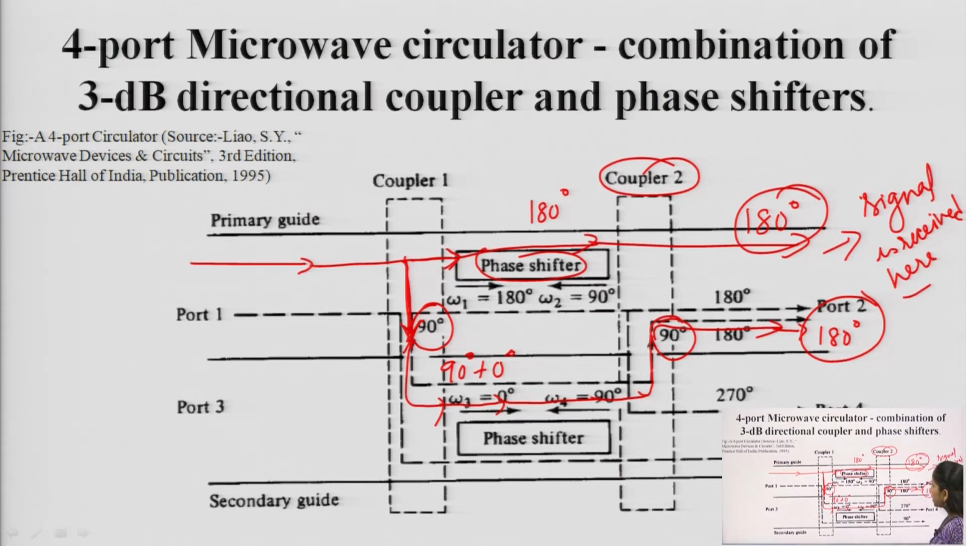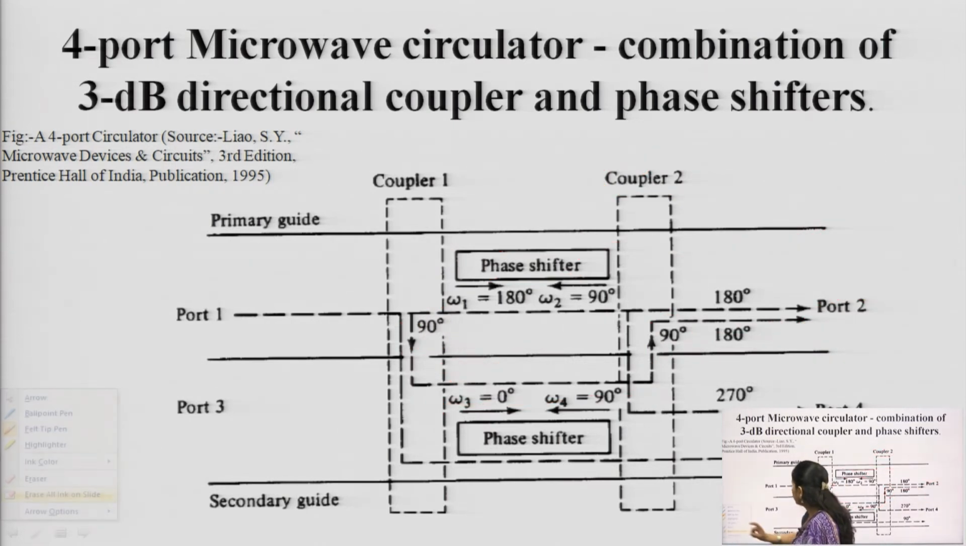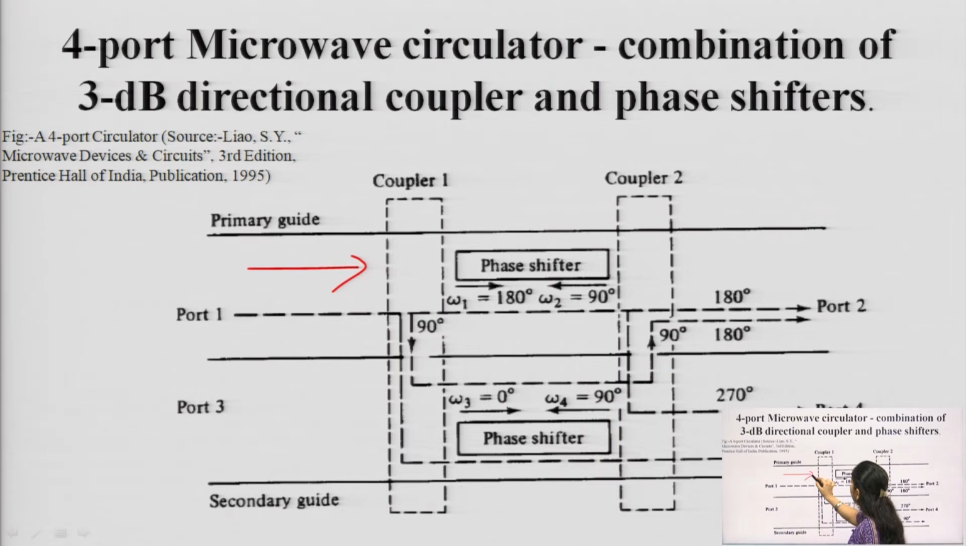Now, as per the circulator, we know that the signal should not be received at port 3. So, let us take this example more. Let us see. The wave is coming from port 1. The first one goes this way with a 180 degree phase shift due to the phase shifter, and the second one has 90 degrees. So, it will have 90 degrees.